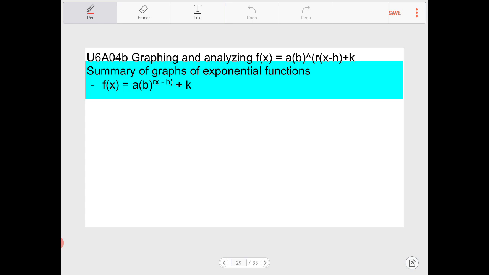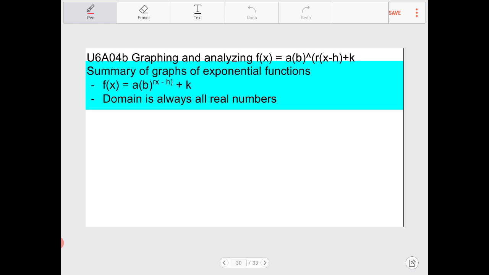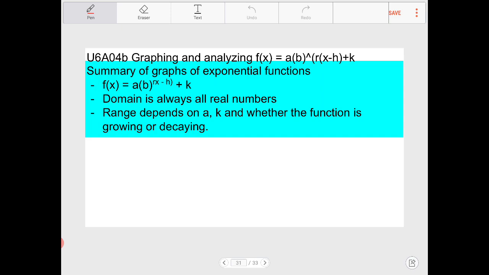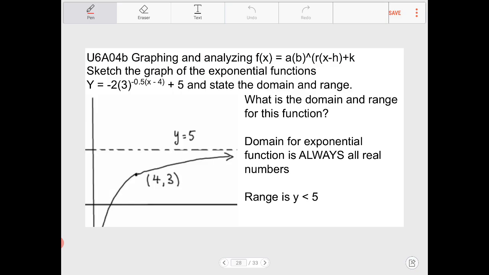All right, so in summary, right? The graphs of exponential functions, okay, this is the general form. The domain is always all real numbers. The range depends on the values of a and k, whether the function is growing or decaying, whether or not a, right, is positive or negative, as we saw in the previous example here.